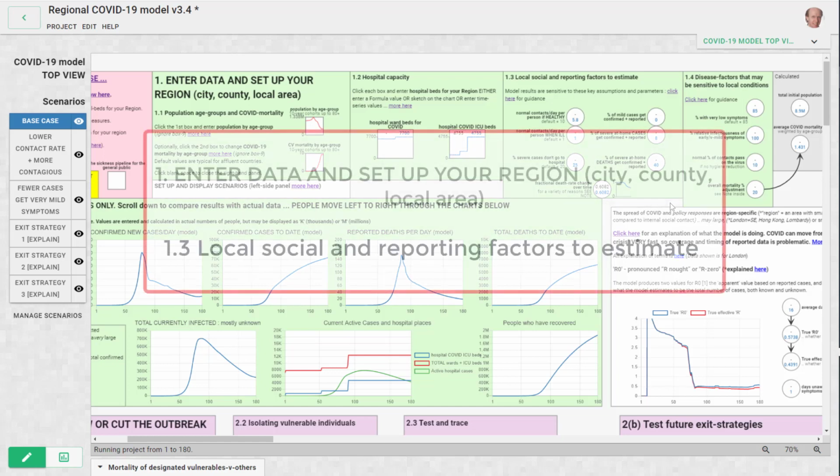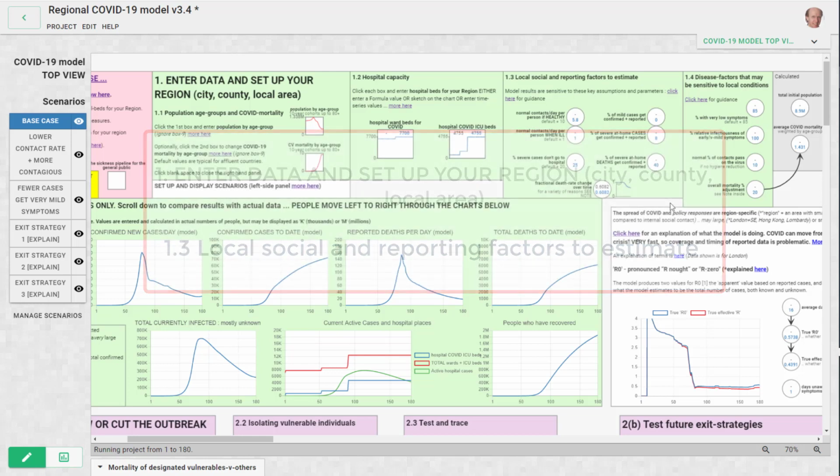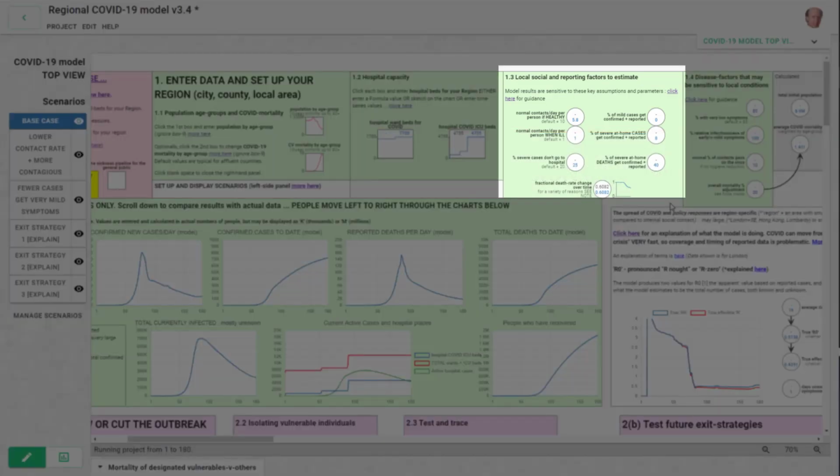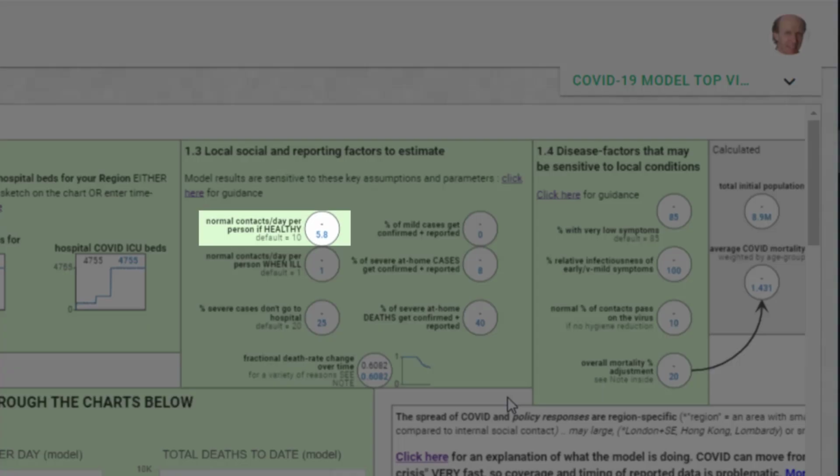There are a number of social factors to do with the local area and to do with how the disease gets reported that will affect how the model results appear and how they compare with actual data. The first of these concerns the normal contact rate that happens between people in the population.